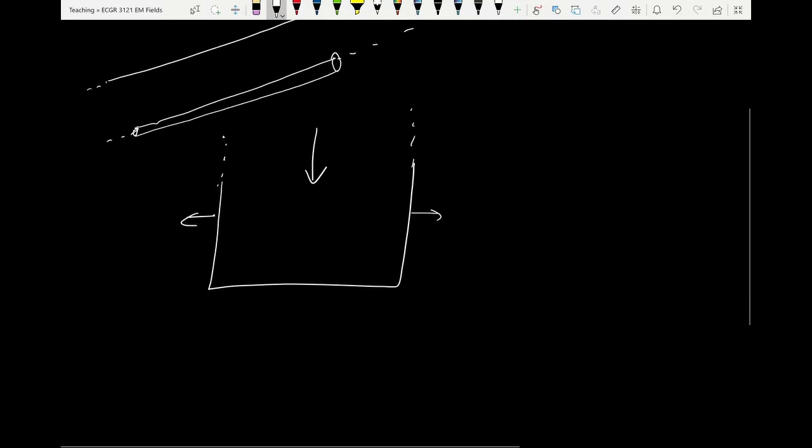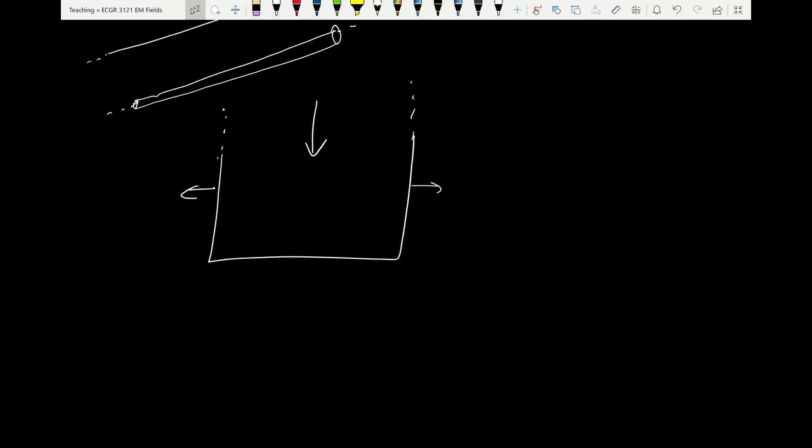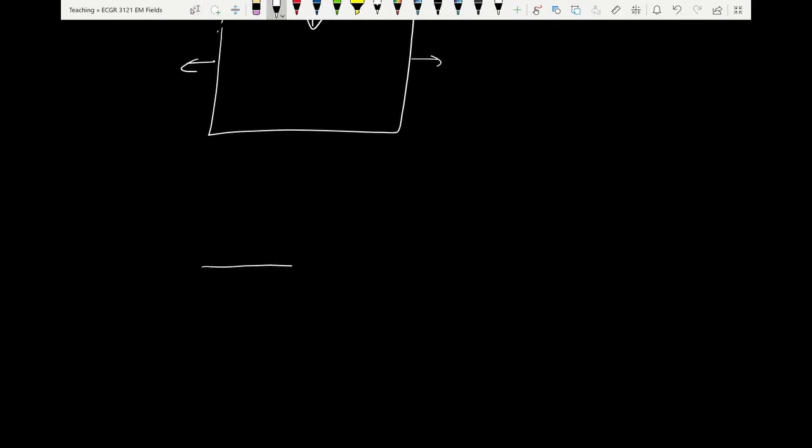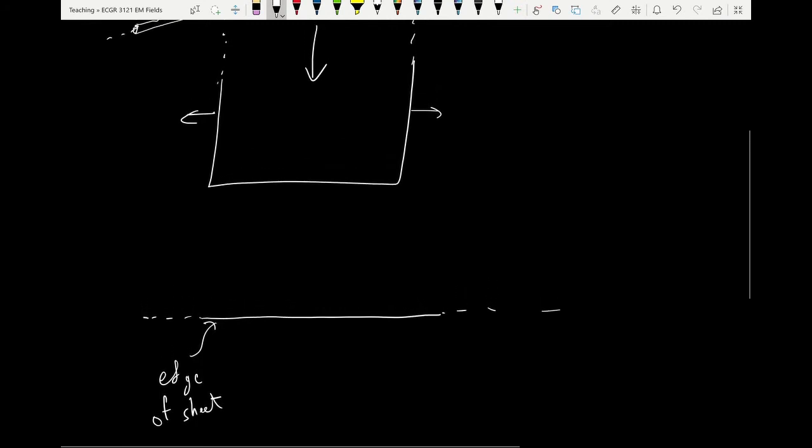So I can observe this infinite sheet from the side. From the side, of course, it will look like a line. This is the edge of the sheet, and then it extends to infinity. So the idea now is that current is flowing through the sheet, and it's distributed along the sheet.